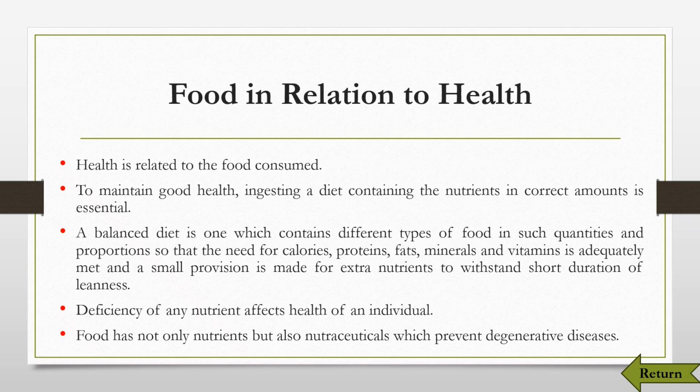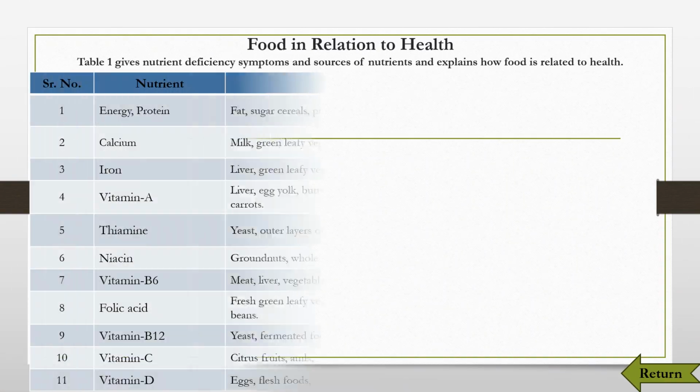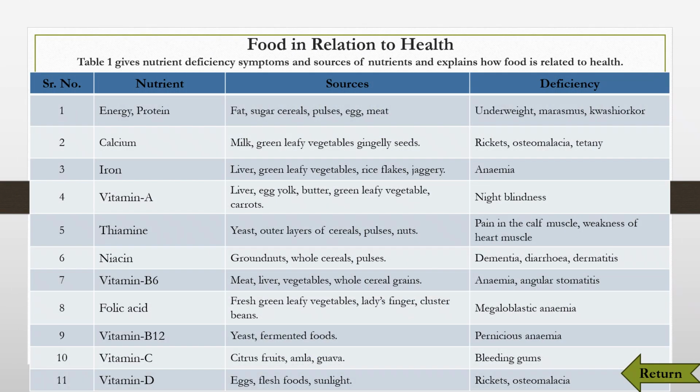So let me ask you, when you choose a snack, do you think about taste only, or also about its effect on your health? Food in relation to health table. This table shows some nutrient deficiencies, their symptoms, and food sources. For example, calcium deficiency leads to weak bones, but milk and leafy vegetables prevent it. Isn't it amazing that the right food can work like natural medicine?